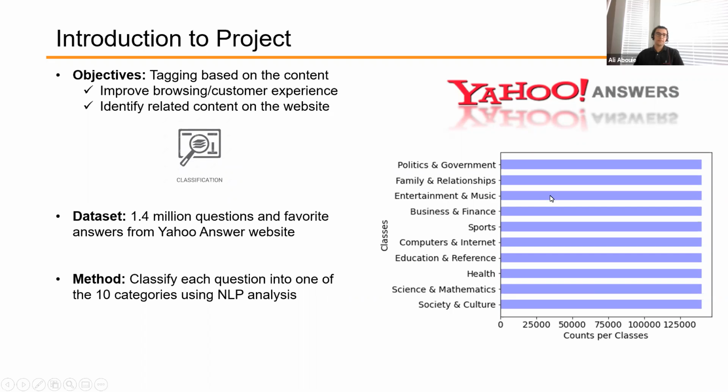So the tagging and classification improves the browsing and customer experience. So it's going to make it easier for the customers to find the items they need. And also it helps them to identify related contents on the website.